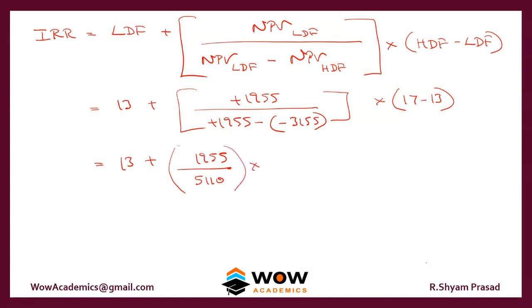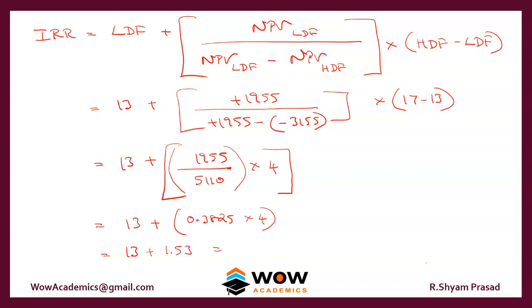Multiply that number into the difference. So difference comes to 4. Solve this entire part. So from here to here, solve it. So we got 13 plus 0.3825 into 4. Let's see how much we get. We get 13 plus 1.53. So the answer comes to 14.53 percentage. So that is the IRR rate.